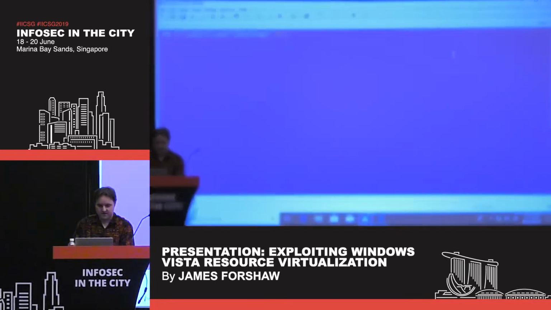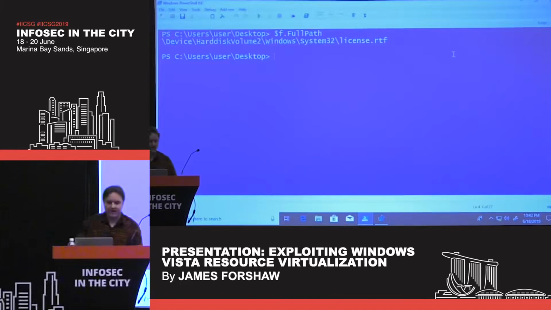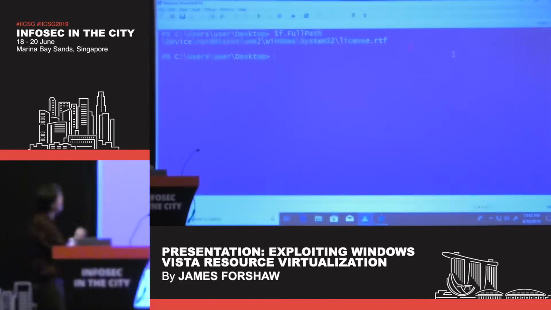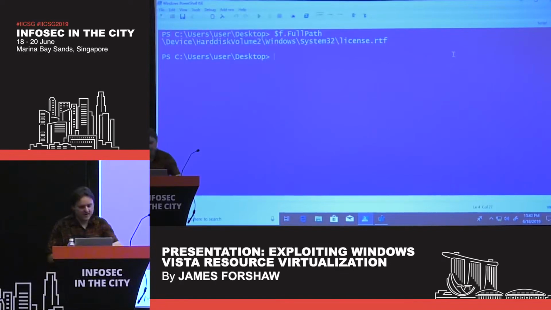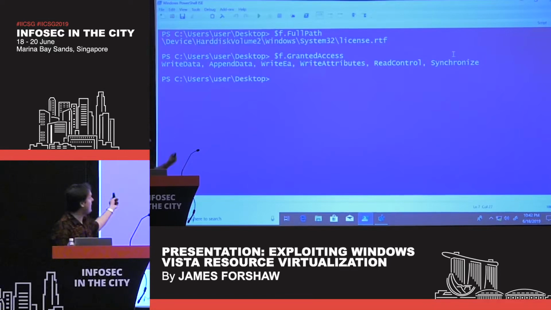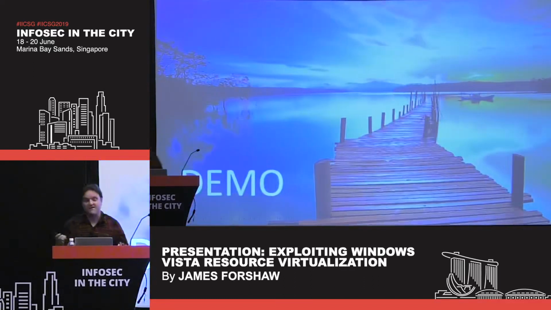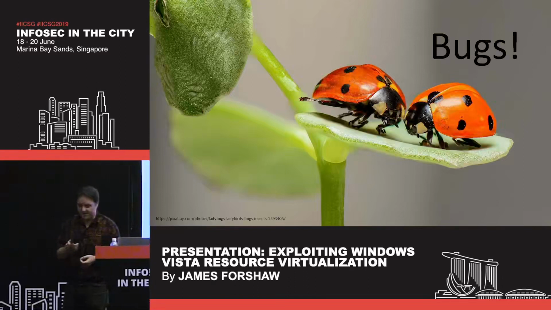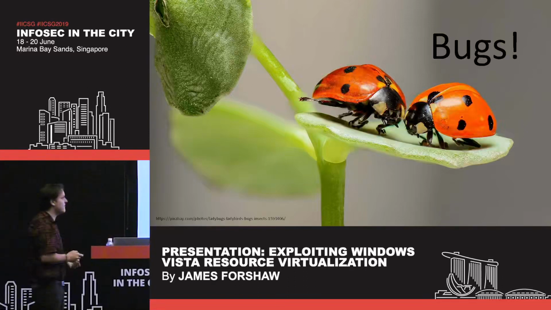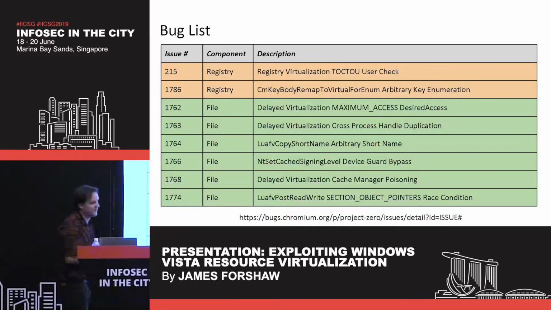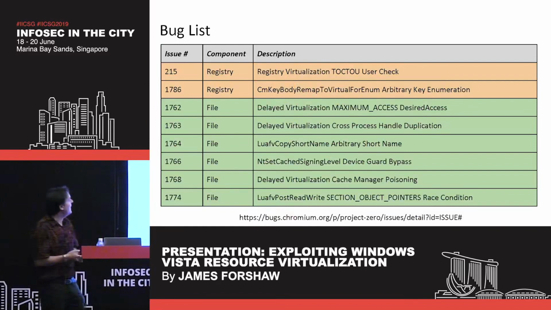Okay. So now we can see that license.rtf is actually opened, and although we couldn't really open it for write access, we do apparently have write access. And then if you write to that file, it's going to virtualize it and it's all going to work as you'd expect, for the legacy application anyway. It maintains that fiction.